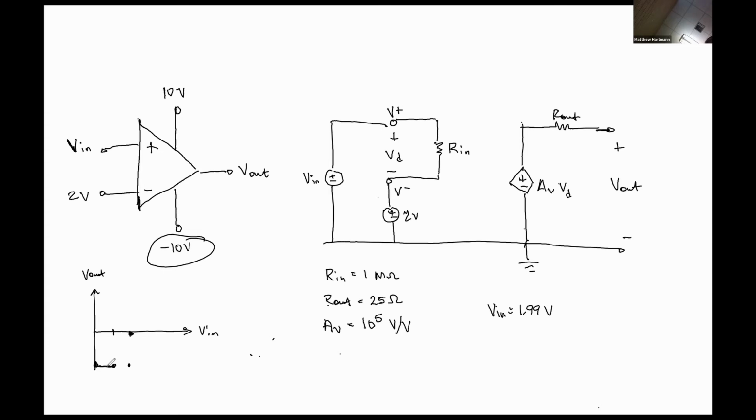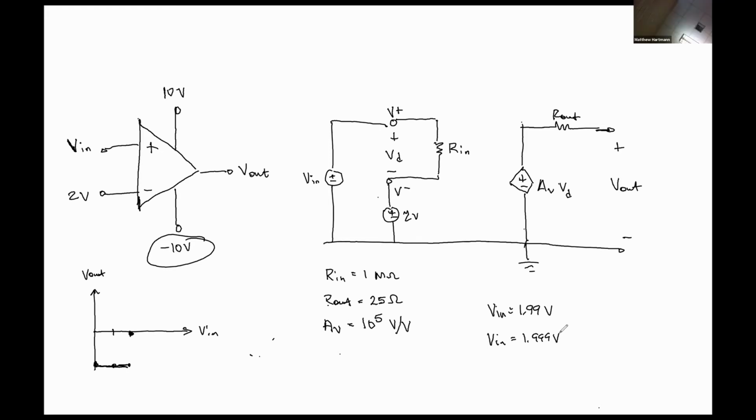If we did Vn equal to 1.999 volts, what's going to happen? We're going to have -0.001. Same thing. So is it just going to be like a step function? Effectively, yeah.